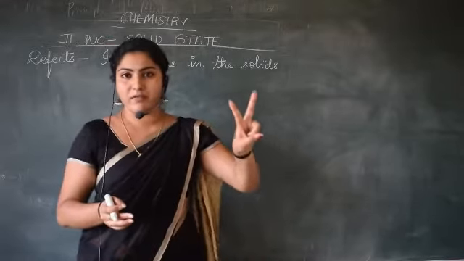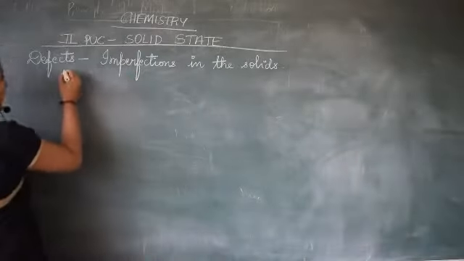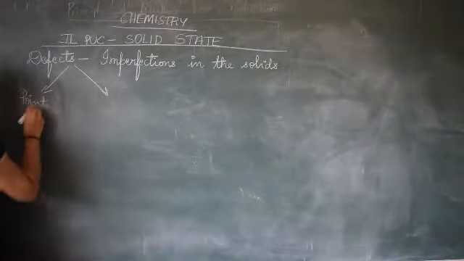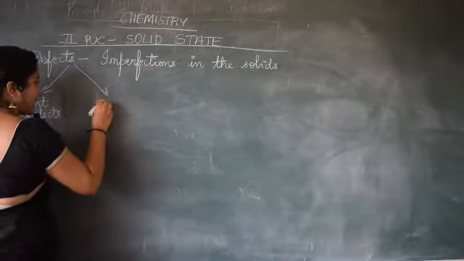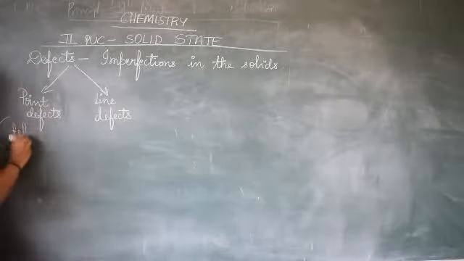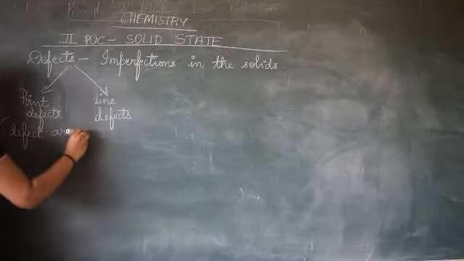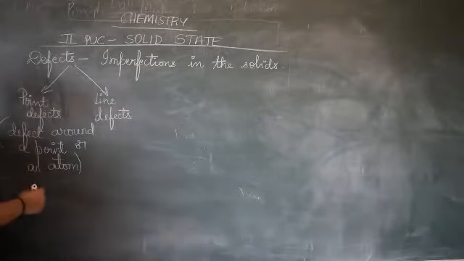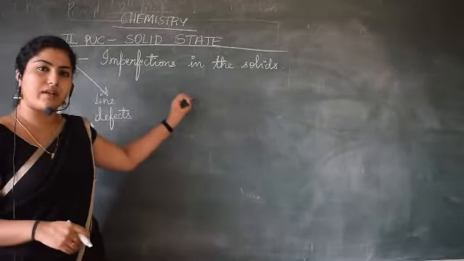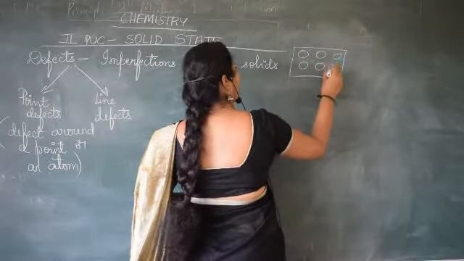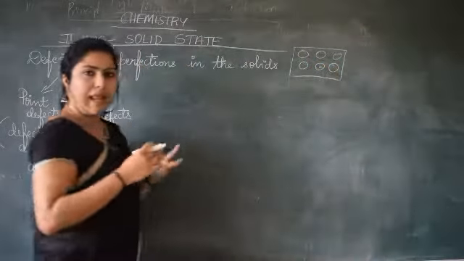Therefore, there are two main types of defects, which we call point defects and line defects. Which are the two main types of defects? Point defects and line defects. I have explained that point defects are the defects that you see around a point, an atom or ion. So point defect means around one particular atom in the arrangement. If this is the arrangement, around a particular point or atom, there is some defect seen.